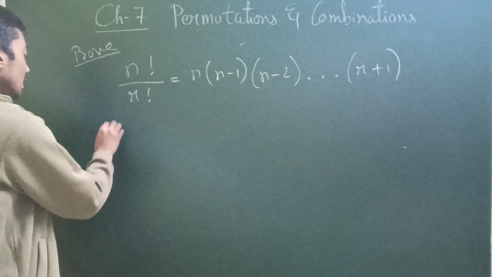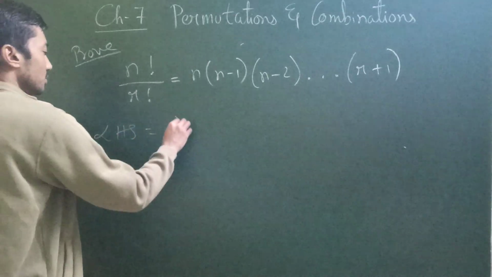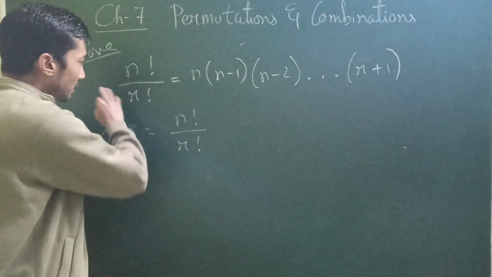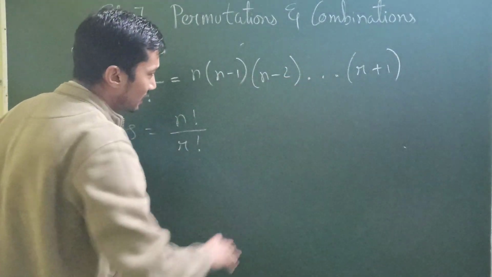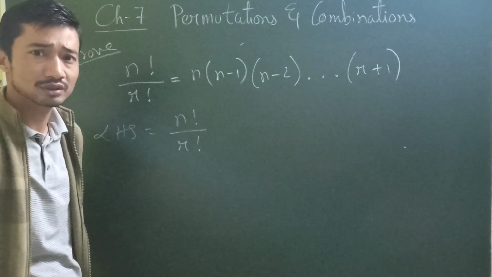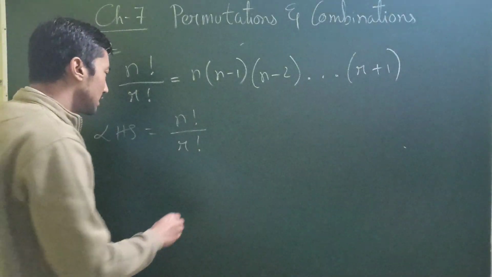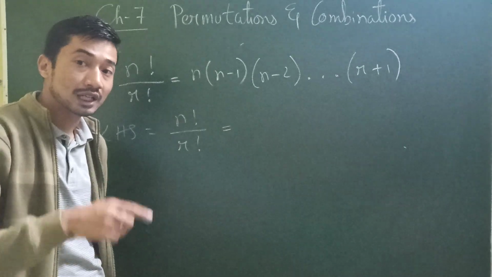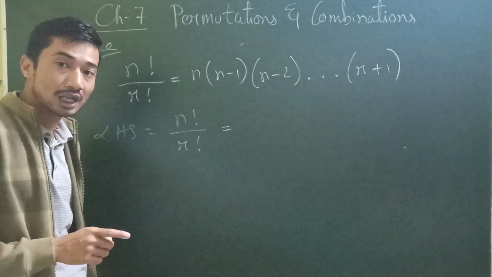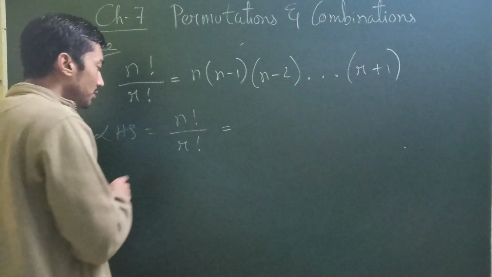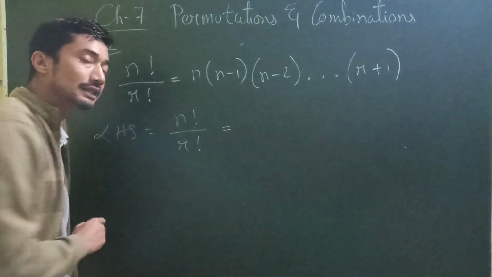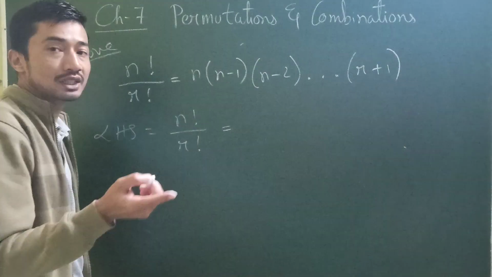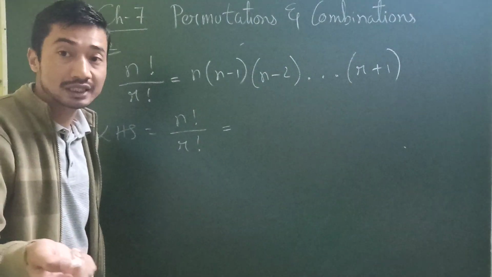Now, I'll start with the left hand side to prove that it is n factorial upon r factorial. We have to prove that by expanding this, I get this value n, n minus 1, n minus 2, dot dot dot, r plus 1. Look, what is the value of n? Nobody knows. What is r? Nobody knows. But generally, we will assume that r is smaller than n. That means if n is, let's say, 100, r is maybe 50.